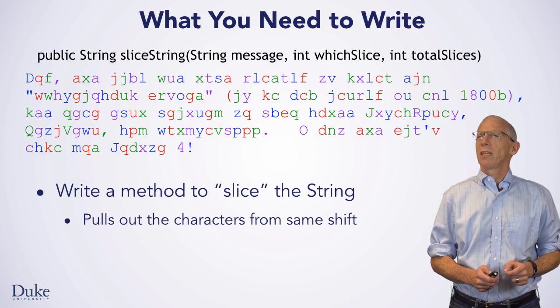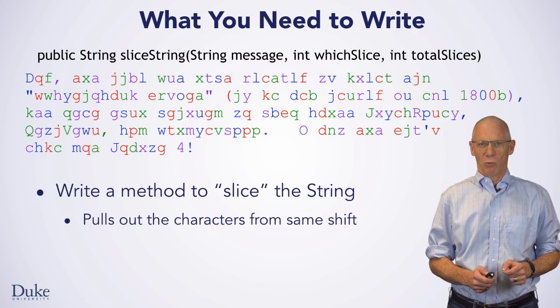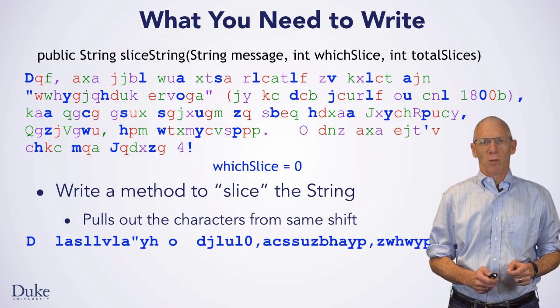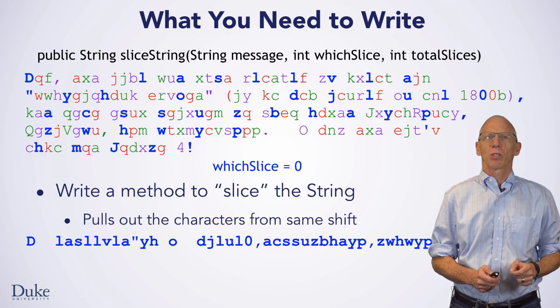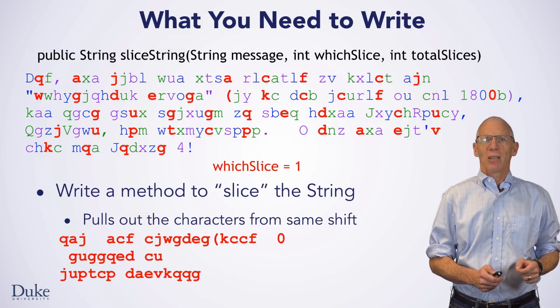So what should you write to implement this? The first method you'll want to write is slice string, which takes 3 parameters: the message to slice up, which slice you want, and the total number of slices. For example, if you call this method with 4 total slices, and which slice equals 0, you would get the blue letters put together into a string, like this. Similarly, which slice equals 1 would get the red letters, as you see here.